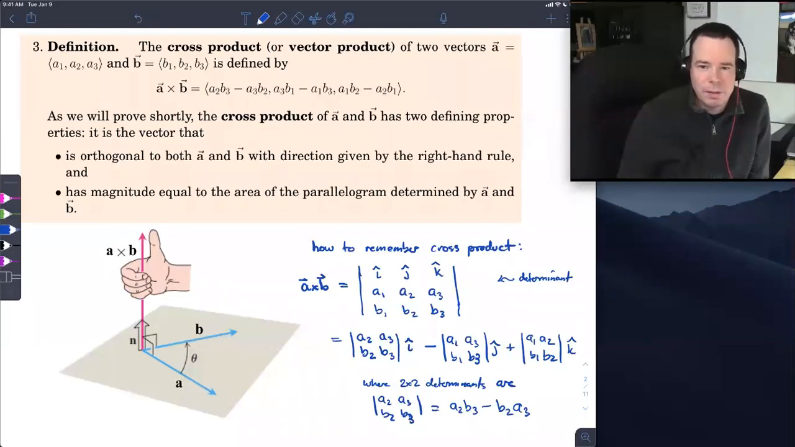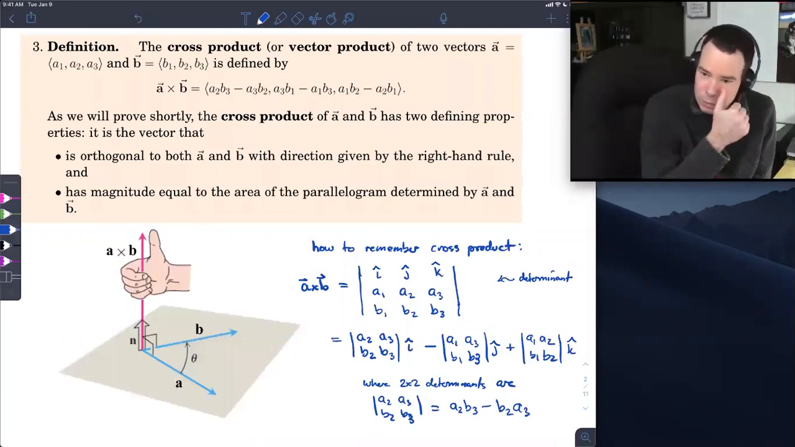We want to choose the one that's obeying the right-hand rule, so that if I point my fingers in the direction of A, curl them in the direction of B, my thumb of my right hand is pointing in the direction of the cross product. So that's our first defining property. We want this new vector to be orthogonal to A and B and have a direction given by the right-hand rule. That itself already tells you that the order in which you take a cross product matters. Because if I was to take B cross A, then the right-hand rule tells me it would point in the opposite direction of A cross B. So that right there tells us already that the order in which I take this product matters.